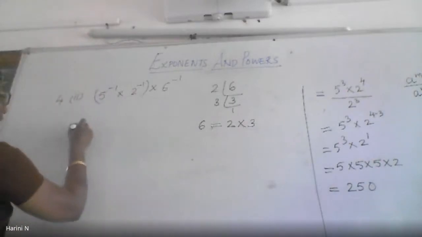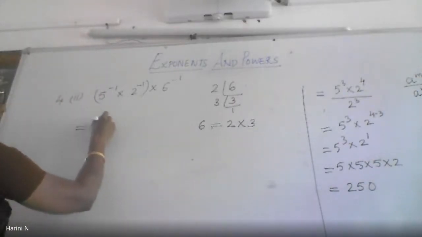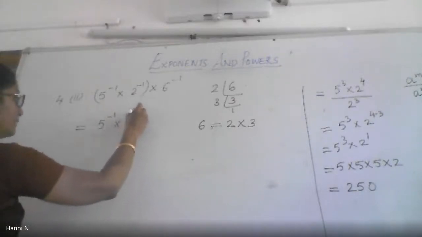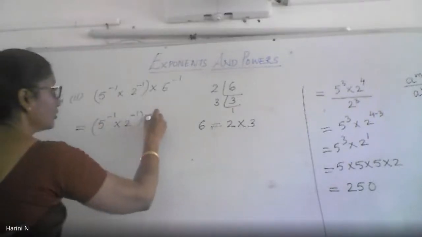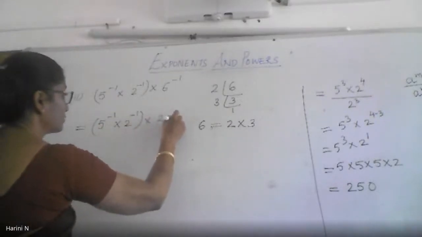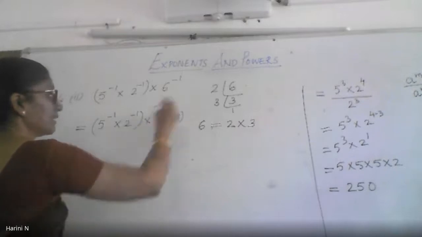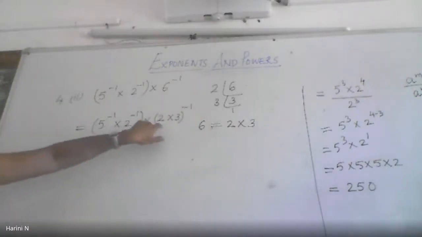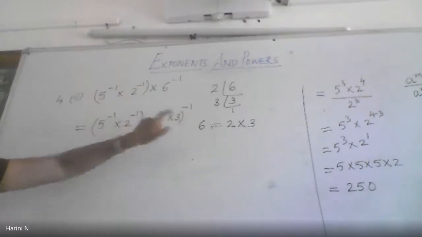So now you can write down the remaining factors. 5 to the power negative 1 into 2 to the power negative 1 into, you have 2 into 3 substituted in the place of 6, and this is raised to the power negative 1. What do you mean by 2 and 3? What is the power here for 2 and 3?